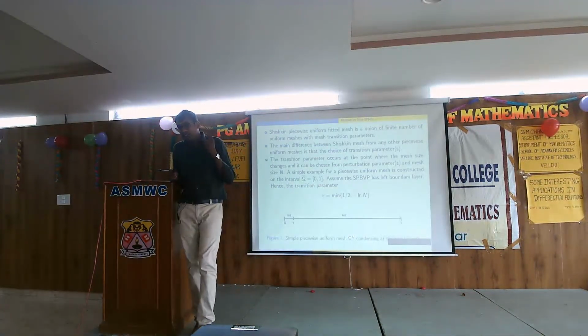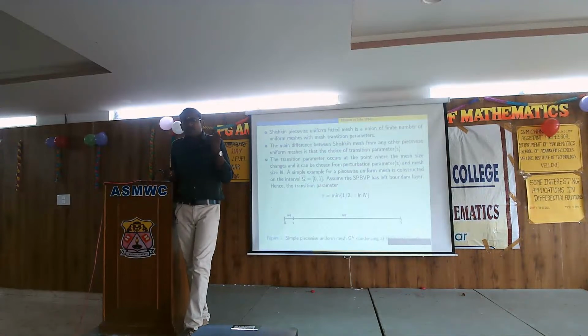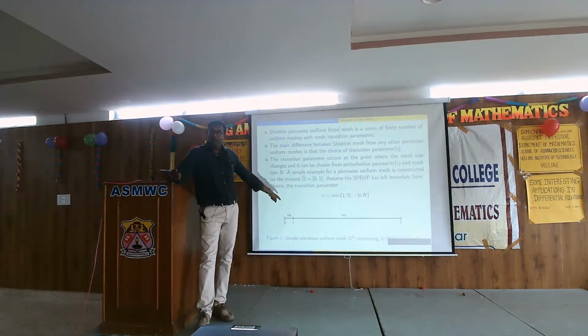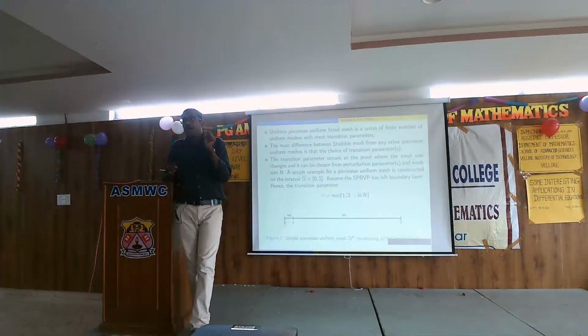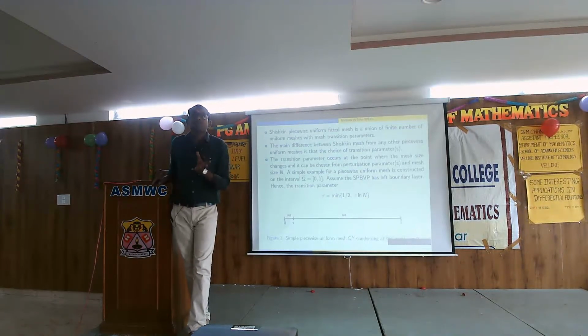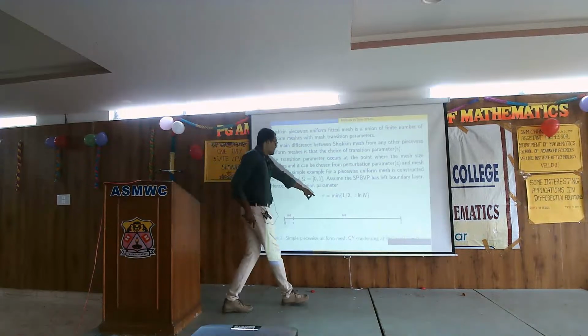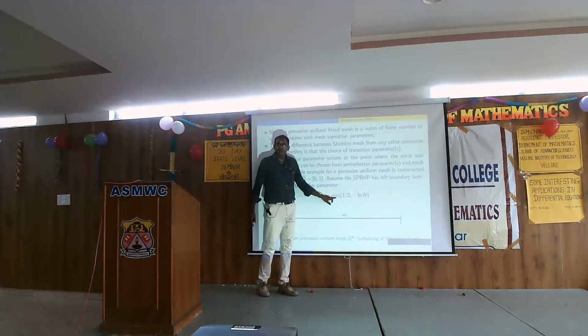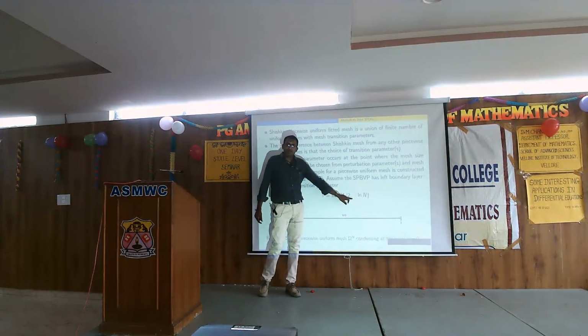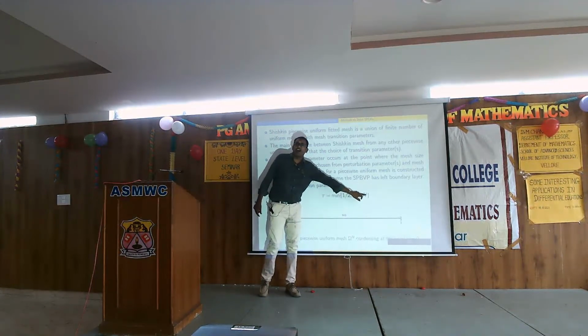And the second thing is the transition parameter can be obtained. How are we going to split the regular region and layer region with the help of the transition parameter? The transition parameter is nothing but a combination of the perturbation parameter and your number of mesh points. So this is my transition parameter. It is the minimum of 1 by 2 or epsilon log n.